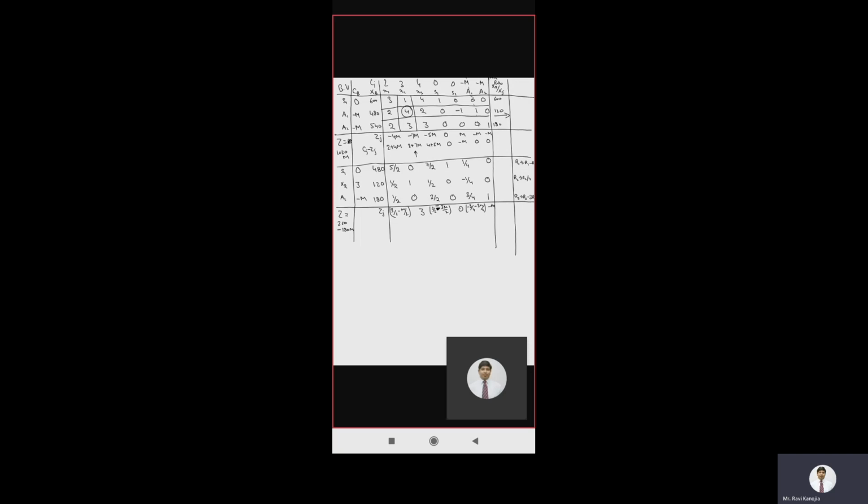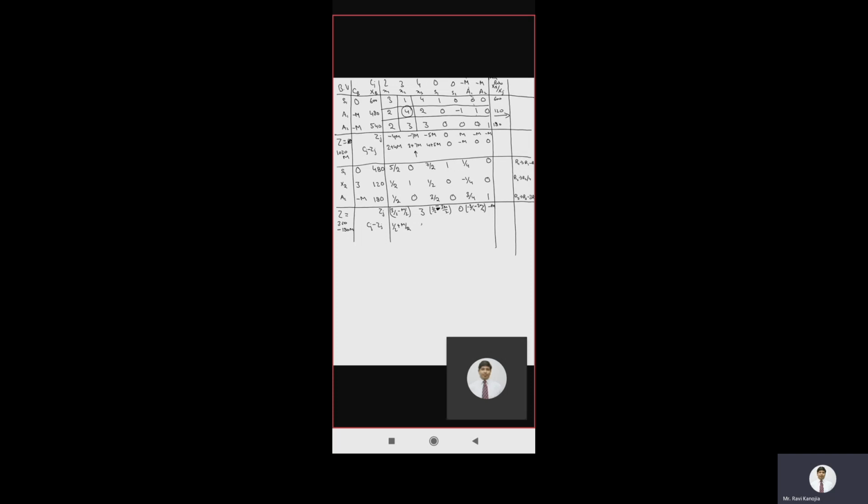So let's see again Cj minus Zj, condition of optimality. If all the values are negative or 0, then we have the condition of optimality. Otherwise, we have to go with the iteration. So 2 minus this value: 2 minus (2 minus 3 by 2 plus M by 2). So that is 4 minus 3, 1 by 2 plus M by 2. M is positive, that means we have to go on with the iteration as of now.